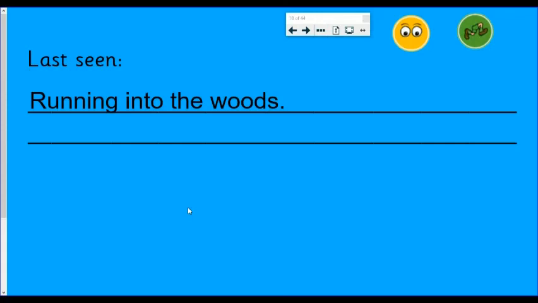You are now going to complete your very own wanted poster for Goldilocks. You can do this on the sheet, on Dojo, or you can do it on a piece of paper and your grown-up can take a picture and put that onto Dojo so that your teacher can see it. Don't forget to use capital letters, full stops and finger spaces, and beautiful handwriting. Me and Miss Cardus can't wait to see your wanted posters.